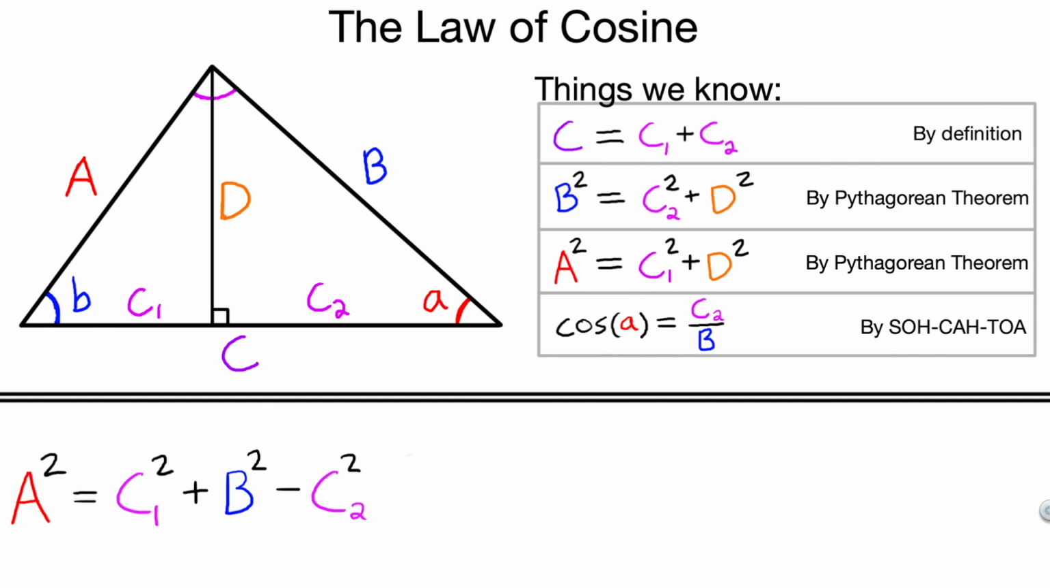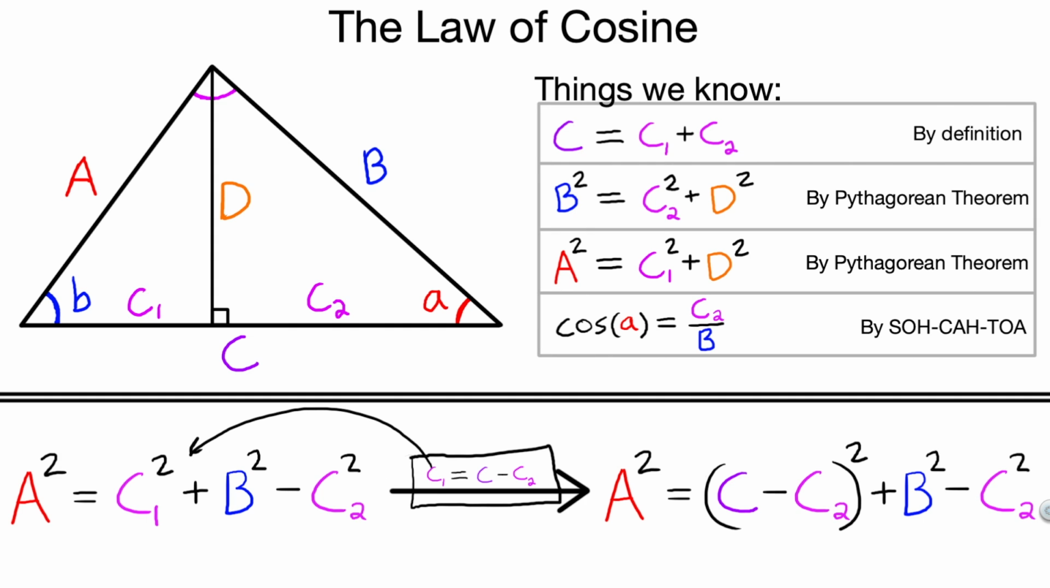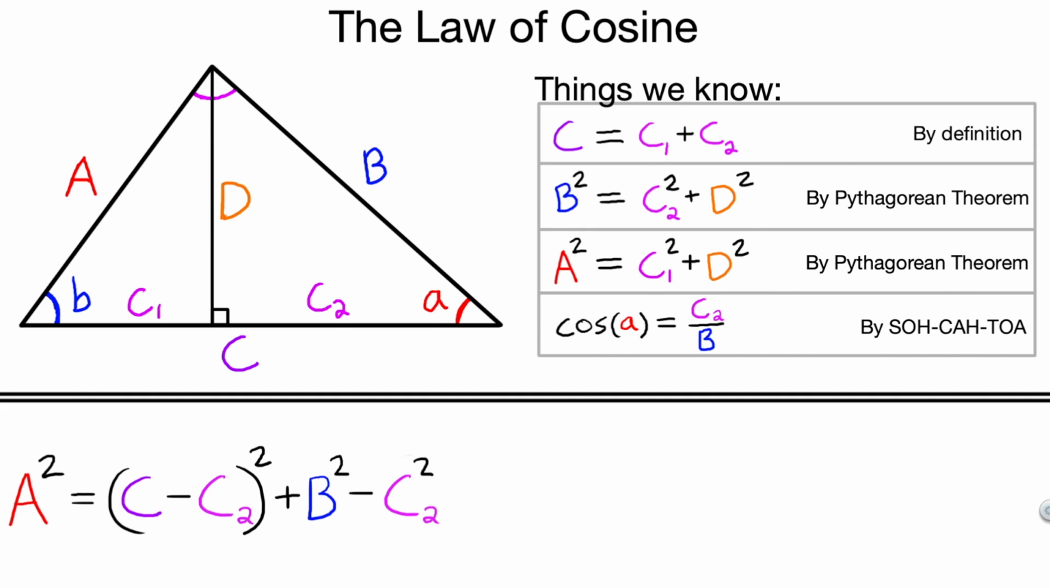Now using this equality, we can apply what we know about c1 and c2. Rewriting the first fact here gives us that c1 is equal to c minus c2. Plugging this in for c1 will give us the next equality. a squared equals (c minus c2) squared plus b squared minus c2 squared. Now that we have this mess of an equality, we can start simplifying it.